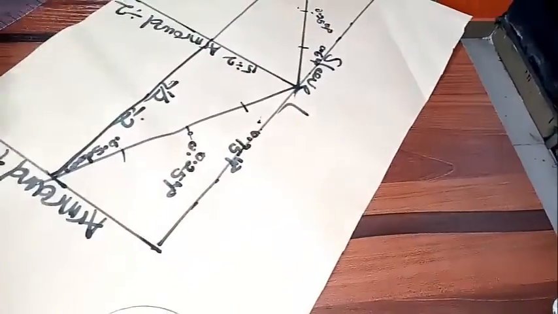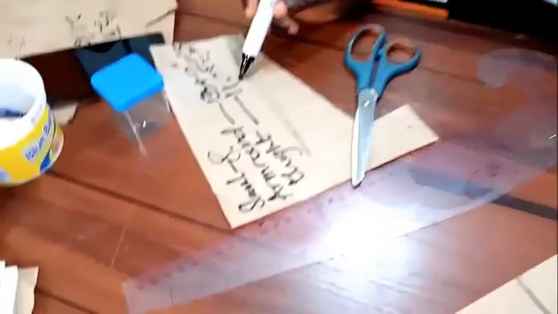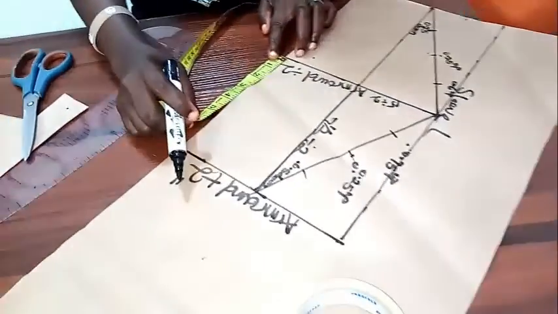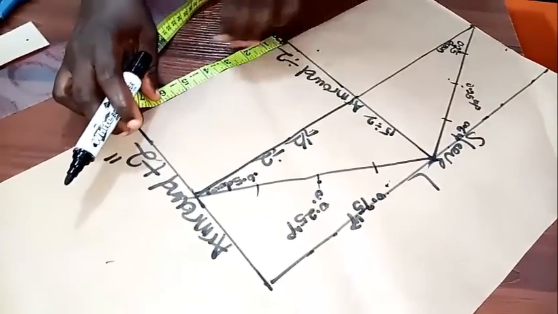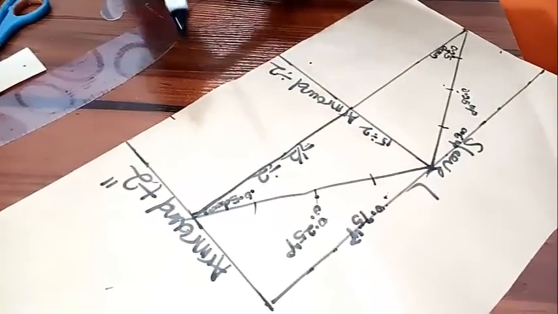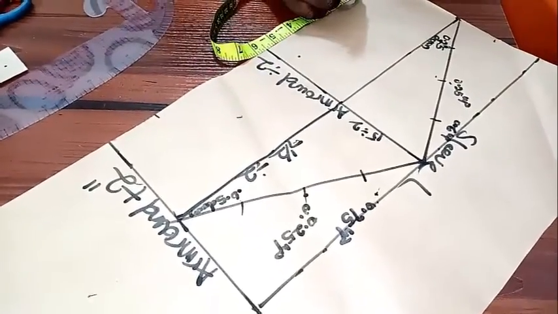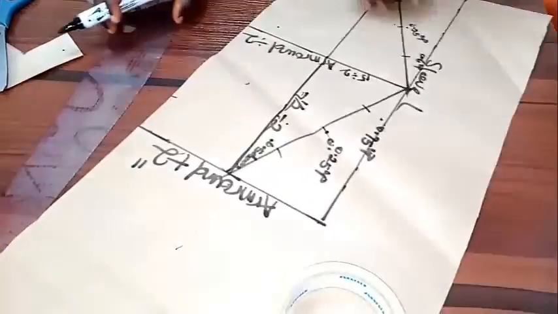So the next thing we are going to do, like I said, my tie is 11 inch. So I'm going to divide 11 into 2, which is 5.5. So I'll come here, measure 5.5. Make a line. Come here also, measure 5.5. And make a line.